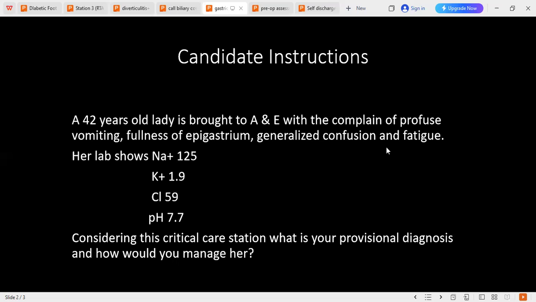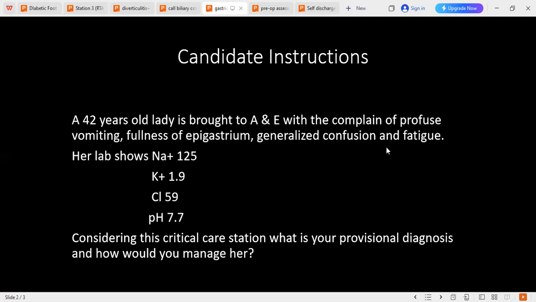Why normal saline? Because this fluid contains sodium as well as chloride ions. How much sodium, potassium and chloride does normal saline contain? Sodium is around 115. If you can't remember, then we can discuss it at the end. It doesn't matter.